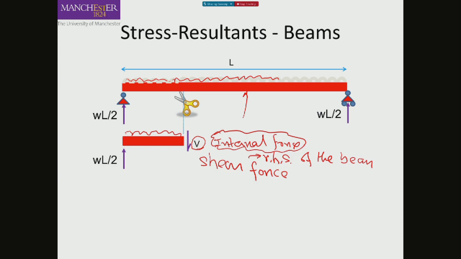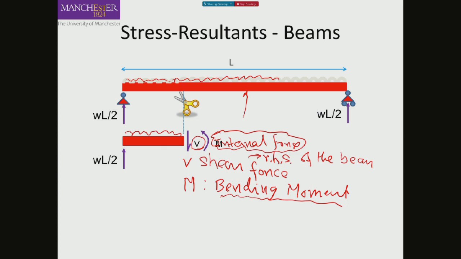So is this under equilibrium? Possibly not. The summation of vertical force is zero, but the moment may not be zero. So, of course, the right-hand side also gives rise to a moment as well. So this moment M is called the bending moment. So V is the shear force and M is the bending moment. Both of these are internal forces, and then only this part of the beam will be under equilibrium.